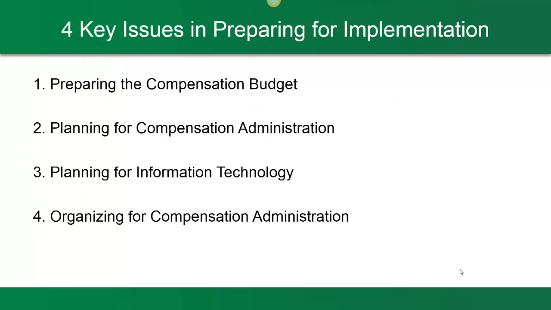So now let's focus in on the implementation, preparation, and some of the key issues. Here we've identified 4 key issues in preparing for implementation. The first one is preparing a compensation budget. We always want to make sure that if we're implementing anything new, particularly compensation, that we're working within a budget so we don't overspend. We also want to, as one of the key issues here, plan for the administration of the system, so who's doing what.